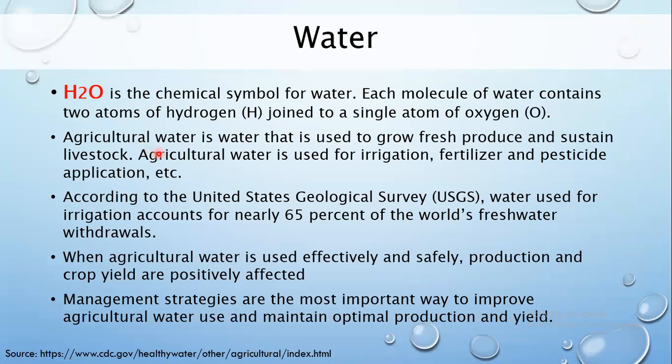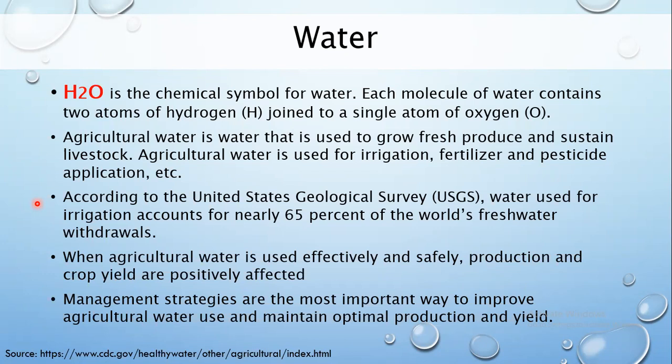Agricultural water is used to grow fresh produce and sustain livestock. Agricultural water is used for irrigation, fertilizer, and pesticide application, and many others. According to the United States Geological Survey, water used for irrigation accounts for nearly 65% of the world's freshwater withdrawals. When agricultural water is used effectively and safely, production and crop yield are positively affected. Management strategies are the most important way to improve agricultural water use and maintain optimal production and yield.